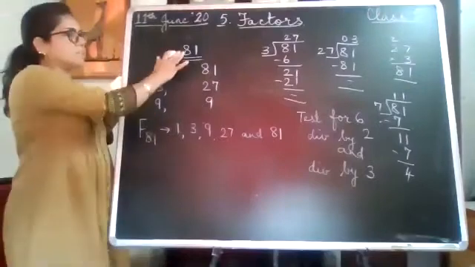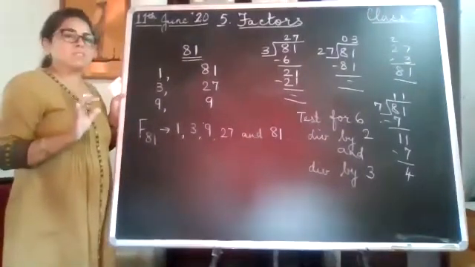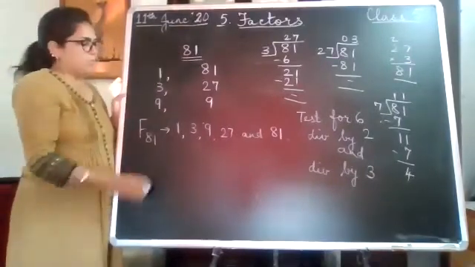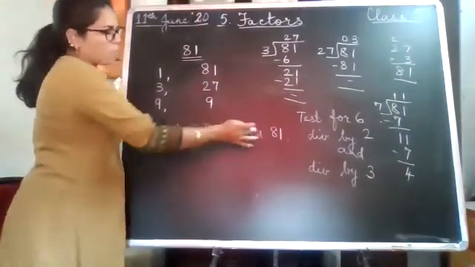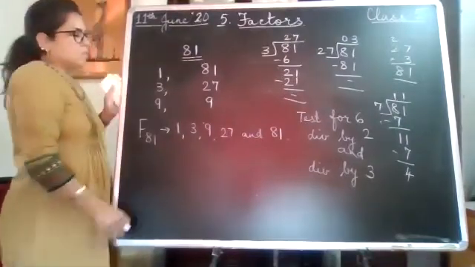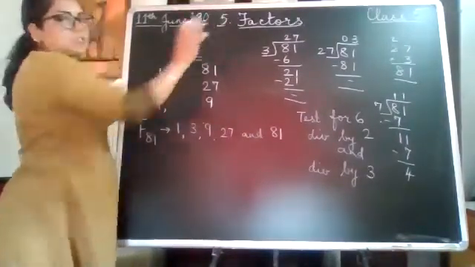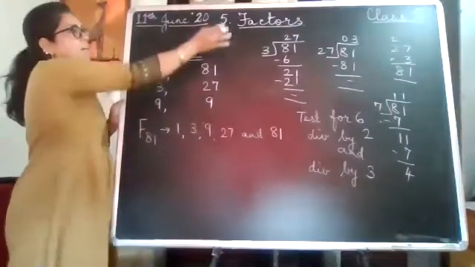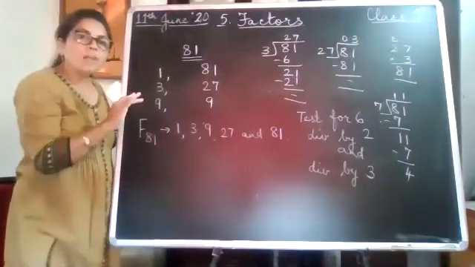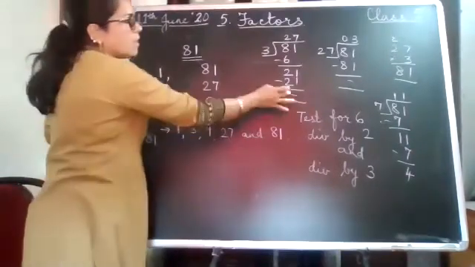Always remember, factors will be a limited number of numbers because those are the numbers which will divide the given number. So there are only 1, 2, 3, 4, 5 numbers which can divide 81. Okay, so that is how you find out the factors. First thing you need to know is what are factors. Factors are numbers that can divide a given number fully. Fully means without leaving a remainder.